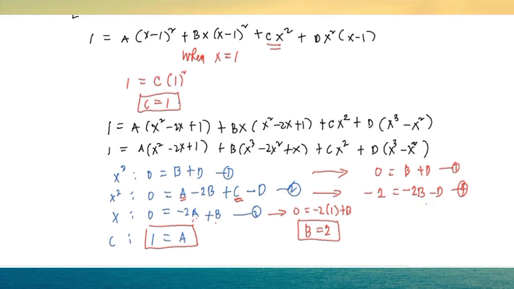Ito, pwede natin gamitan ng calculator. But, since B is 2, so, dito makikita naman natin that using the equation 1, no? So, 0 is equal to 2 plus D. And we have D is equal to negative 2.